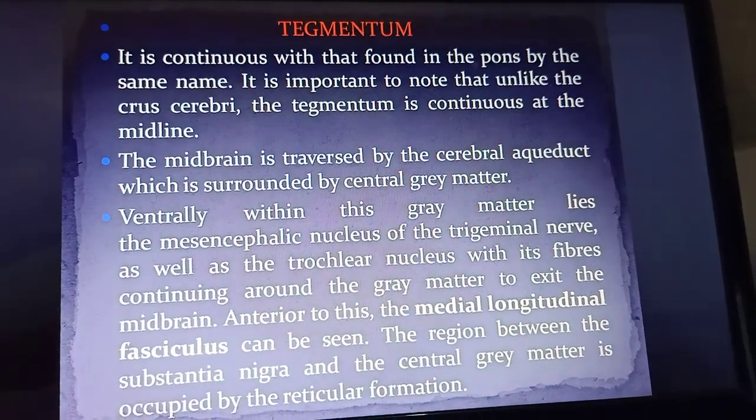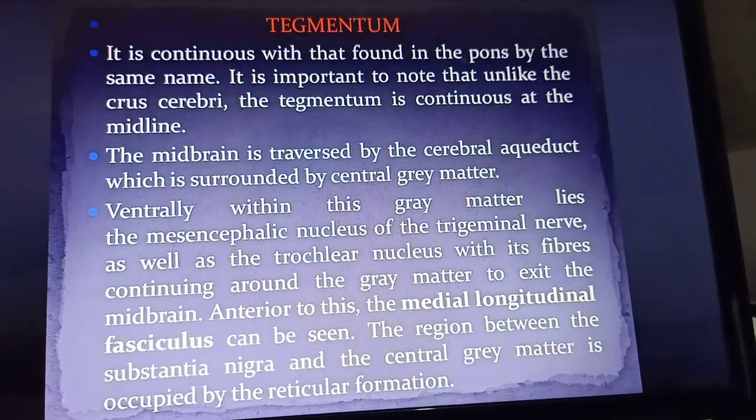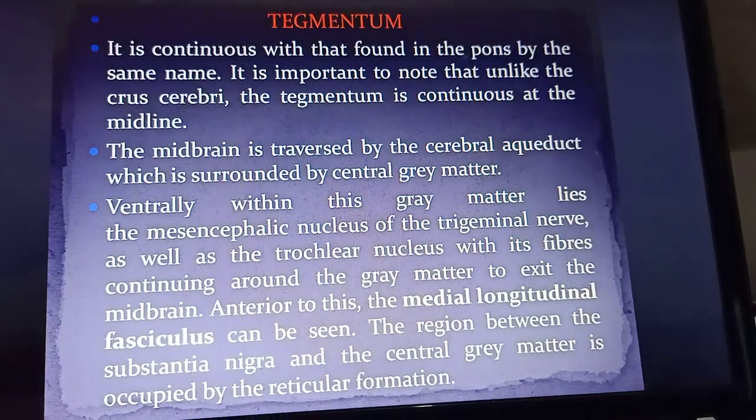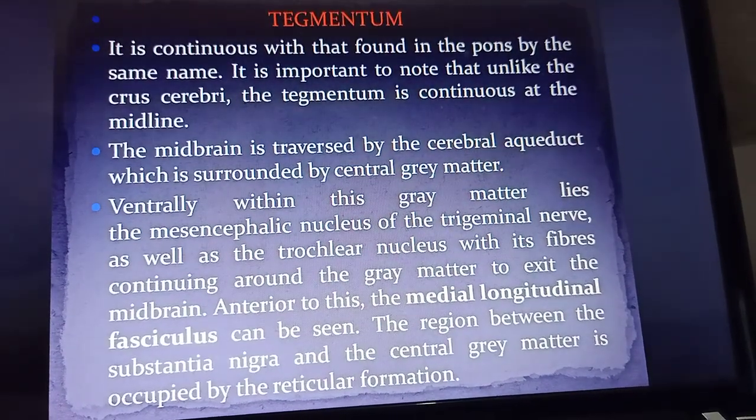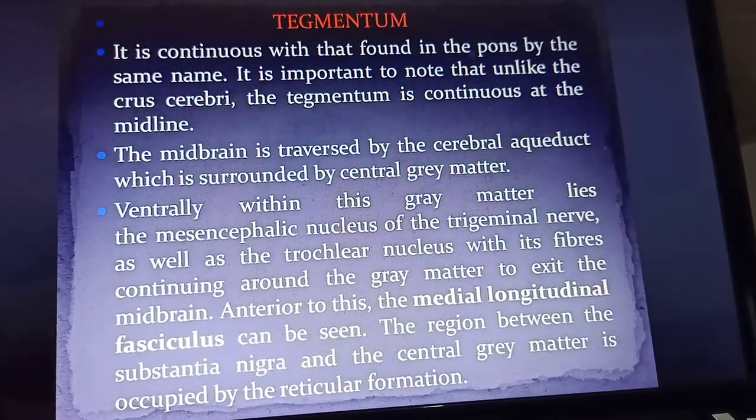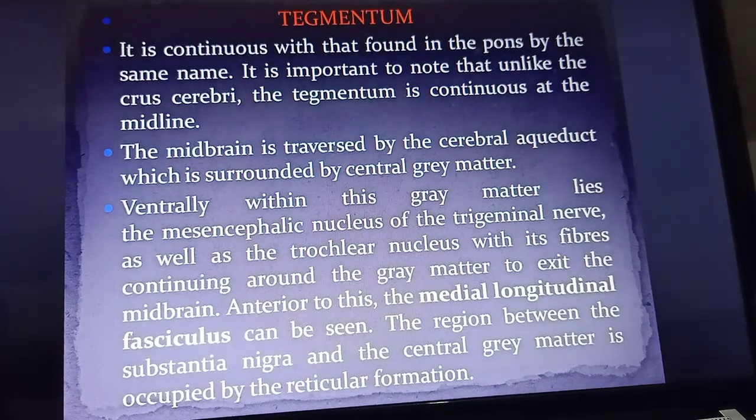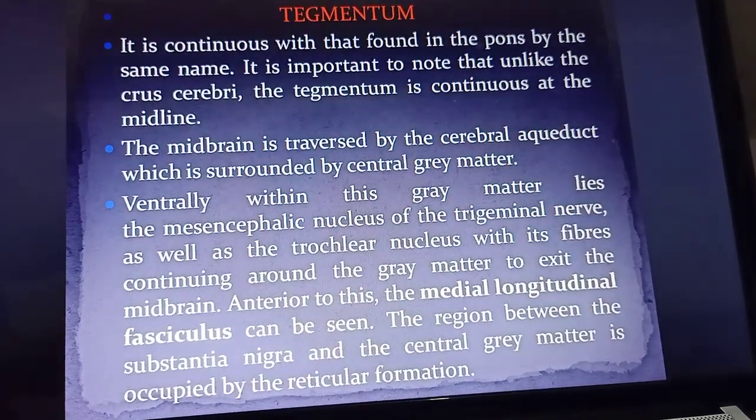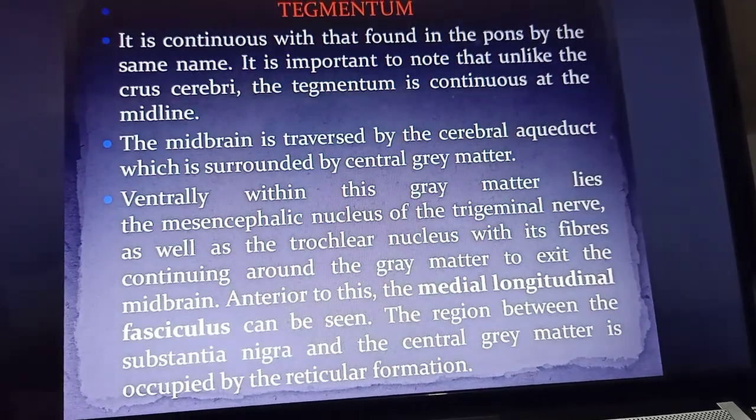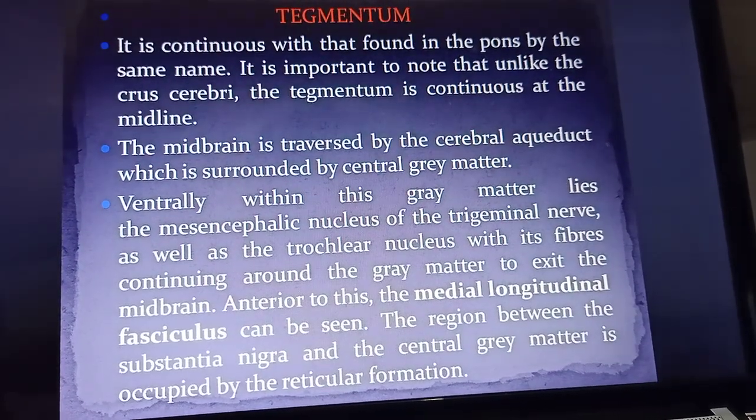Tegmentum. The tegmentum is continuous with that found in the pons by the same name. It is important to note that unlike the crus cerebri, the tegmentum is continuous in the midline. The midbrain is traversed by the cerebral aqueduct, which is surrounded by the central grey matter. Ventrally, within this grey matter lie the mesencephalic nucleus of the trigeminal nerve as well as the trochlear nucleus, with its fibers continuing around the grey matter to exit the midbrain.